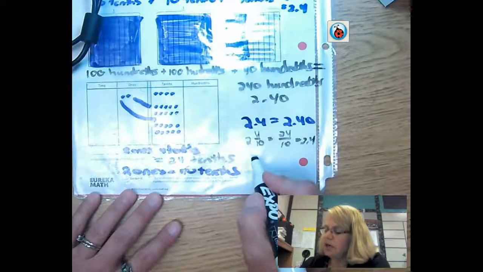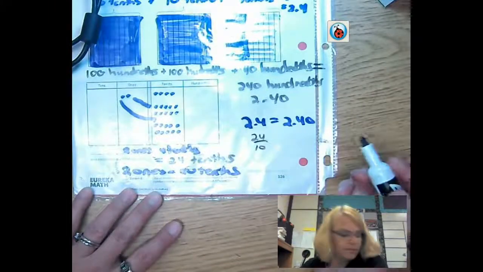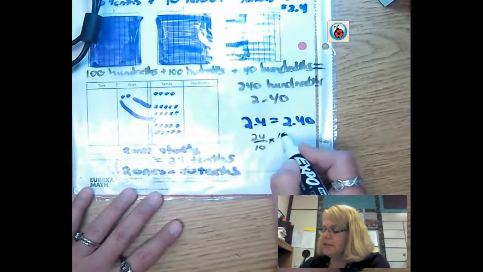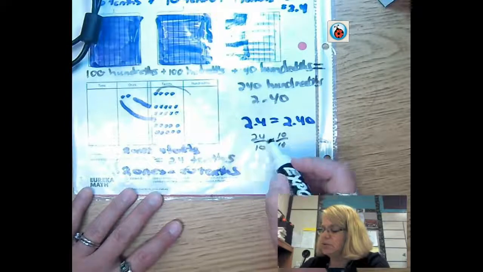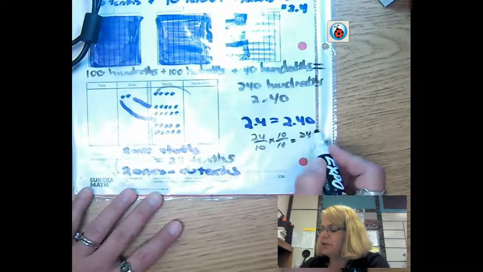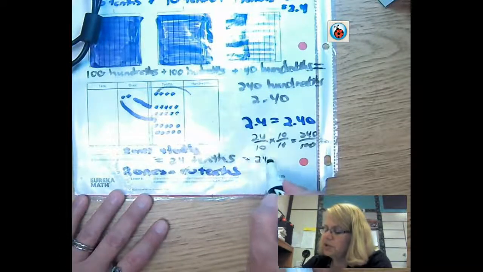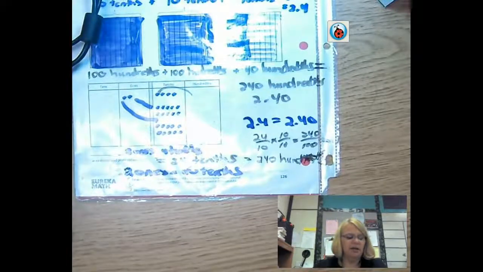Okay, so we're going to have 24 tenths. All of these tenths are going to be multiplied by 10, because each one of these is going to come over here and make 10. And there's 24 of them, so 24 times 10, and then 10 times 10. Whatever you do to the top, you have to do to the bottom. So you end up with 240 hundredths. So 24 tenths is also equal to 240 hundredths. Okay. So, now going on to the problem set.